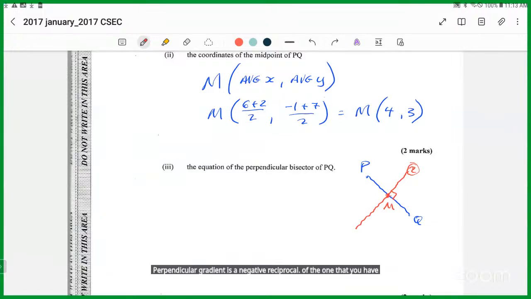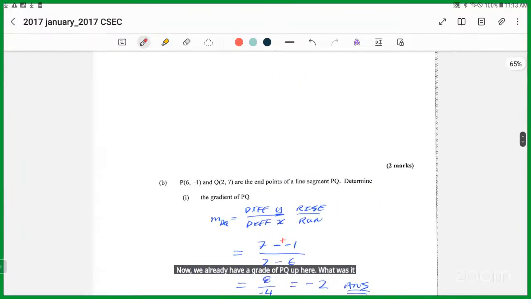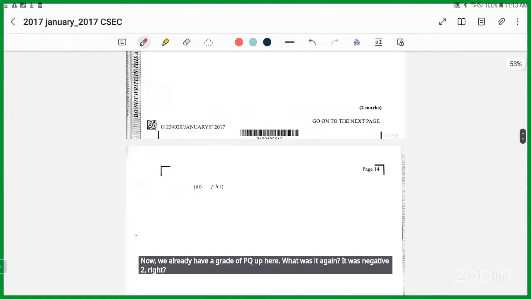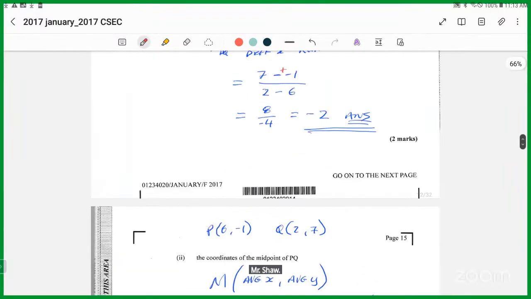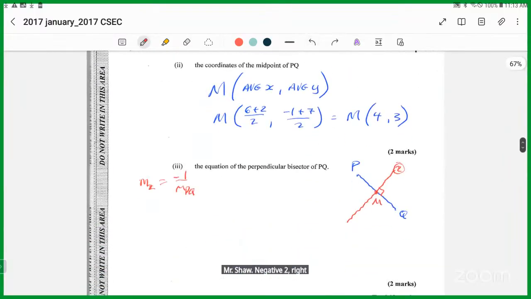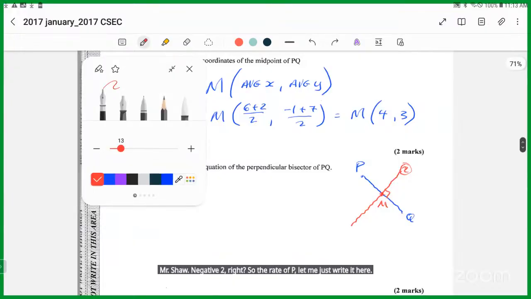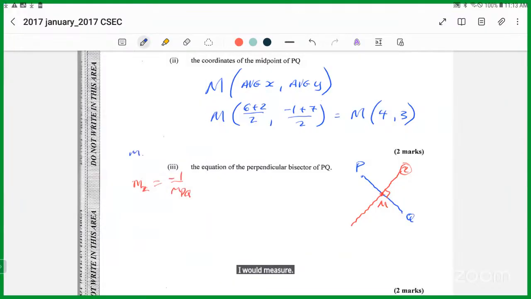So let me show you what I mean now. We're trying to find the gradient of line 2. The gradient of line 2 is minus 1 over the gradient of PQ. Now we already have the gradient of PQ up here. What was it again? It was negative 2. So the gradient of PQ, let's write it here for good measure, is negative 2.